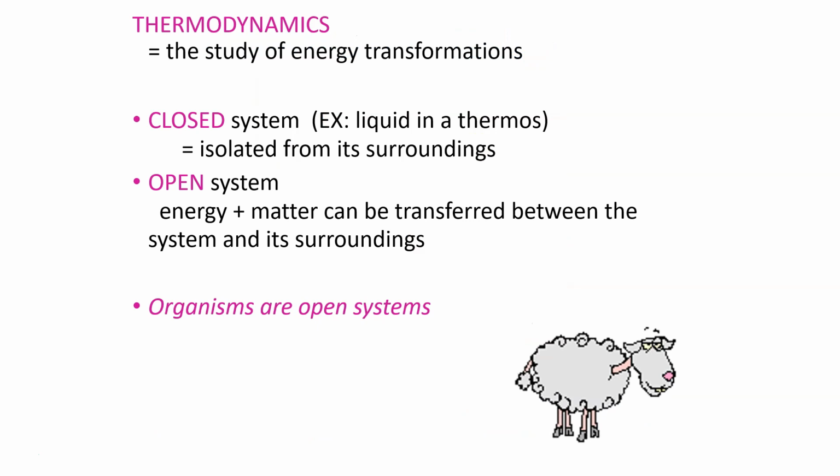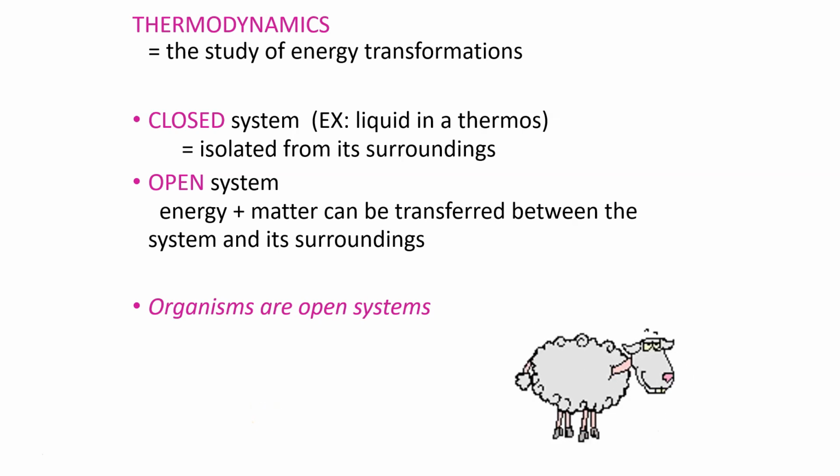That's how energy transforms. See, we can look at systems in two ways. We can look at it in a closed system, like liquids in a thermos. Thermoses are isolated using a vacuum tube, and they don't lose heat very well. That's because of the vacuum that exists between them. It's isolated from its surroundings.